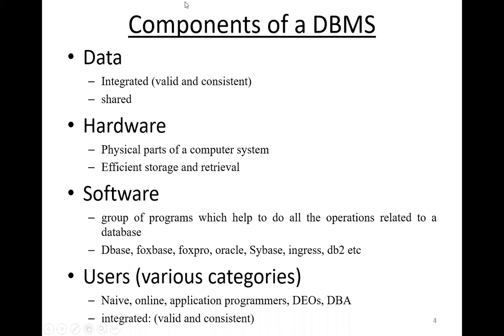Next component is the hardware component. Obviously, without hardware, we cannot work. But by hardware, we would mean the physical parts of a computer system, right? So it is required because we need to store data, we need to retrieve data, maybe we need to retrieve data over a network. So all the hardware that is required to manage all these things, whether it is your network cables, network connectors, a switch, the internet, a printer to print the information, a hard disk, all these things constitute the hardware part, and it is a very essential part of a database management system.